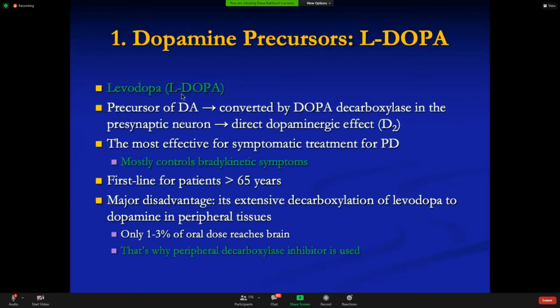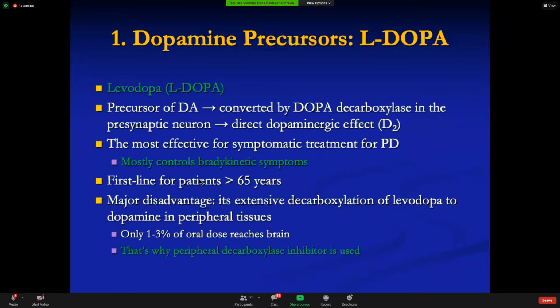Now, L-Dopa, which is levodopa, is a precursor of dopamine, which will be converted by dopa decarboxylase in the presynaptic neuron, which has a direct dopaminergic effect on D2. This is a central effect, okay? So it is the most effective treatment of Parkinson disease or Parkinsonism, because it controls the bradykinetic symptoms.